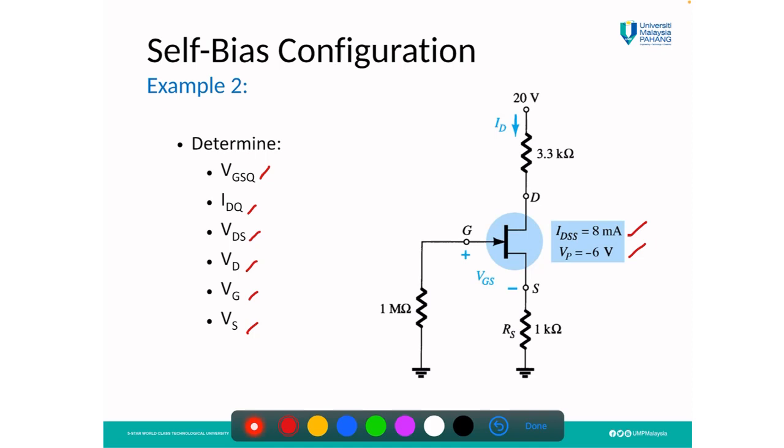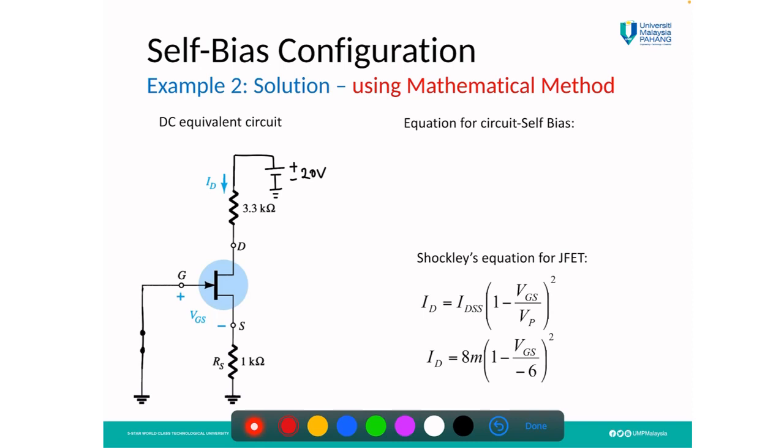To start the analysis, it must be the DC equivalent circuit. So please draw your DC equivalent circuit. Remember which part is important now. The RG is removed, RG now is shorted, because its value is very large and we know that IG equals 0. So we make it become a short circuit.